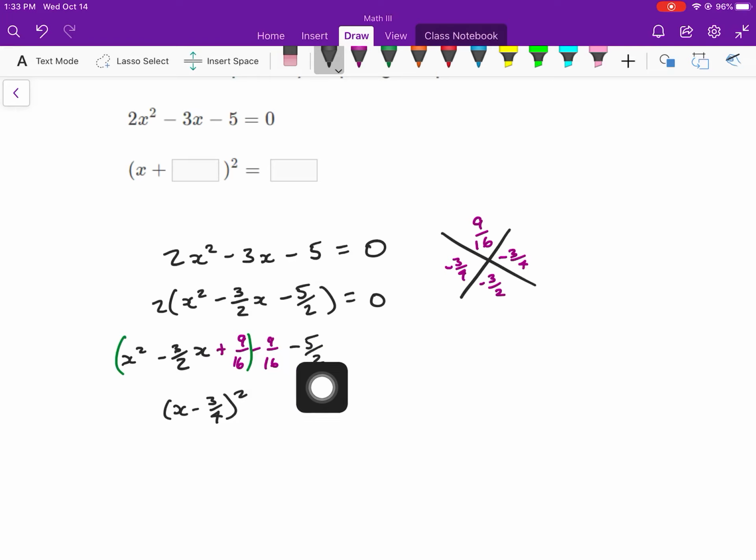And then we need a common denominator for this. So we'll have negative 9 over 16. And then multiply it by 8 minus 40 over 16. To get us negative 49 over 16 with the x minus 3 over 4 squared. Don't forget there was that 2 in the front.